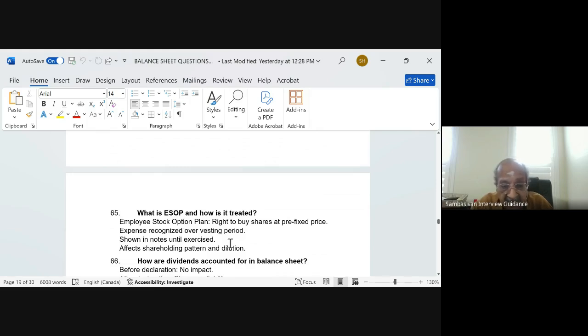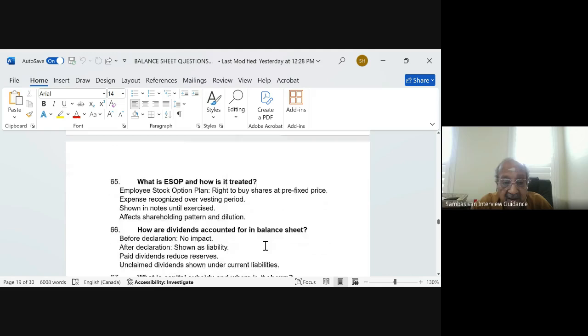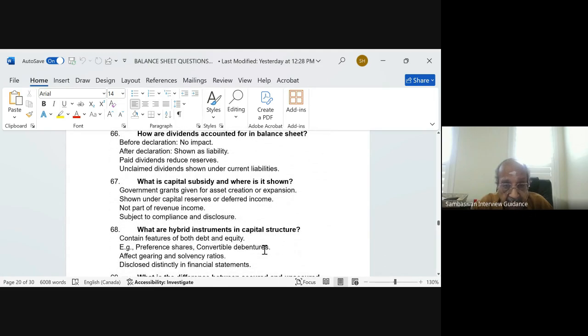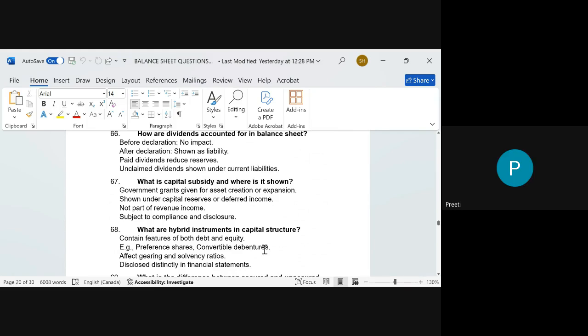Very good. Next candidate, our Preeti. Can you read from 66 to 70? Yes, sir. How are dividends accounted for in the balance sheet? Before declaration, no impact. After declaration, shown as liability.